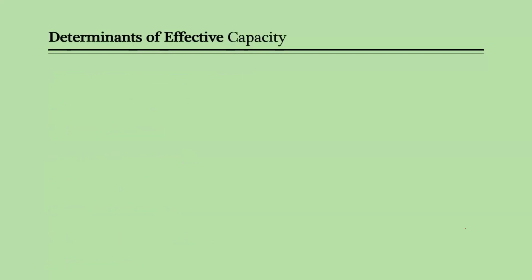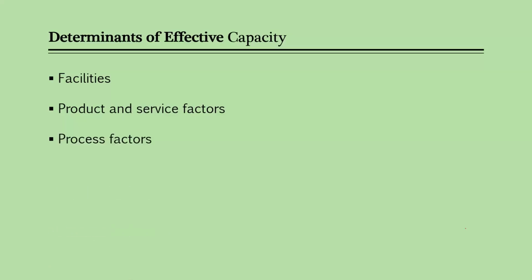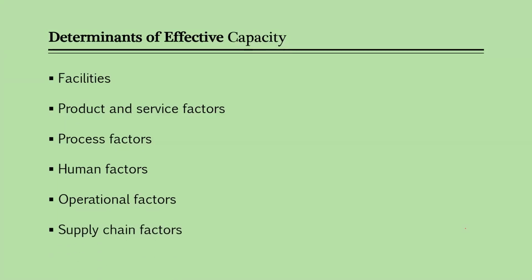Now let's see the determinants of effective capacity. The capacity will depend on the facilities, product and service factors, process factors, human factors, operational factors, supply chain factors, as well as external factors.